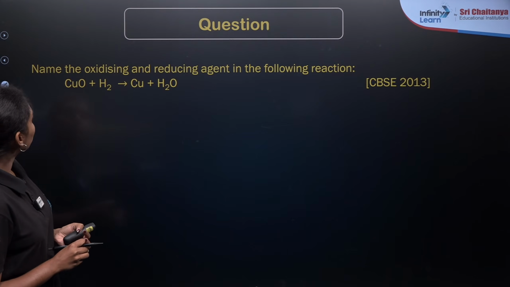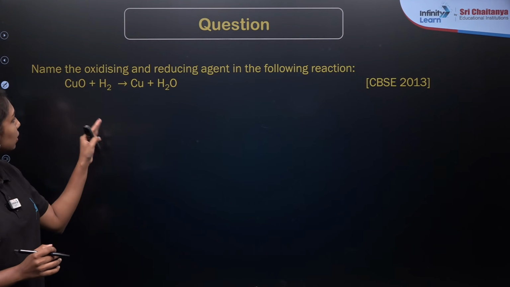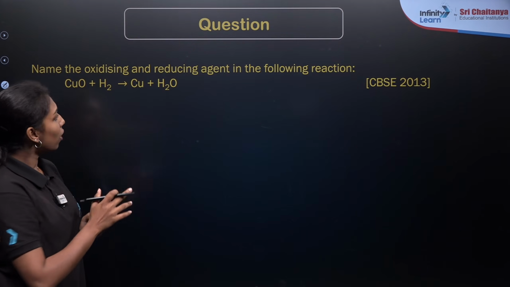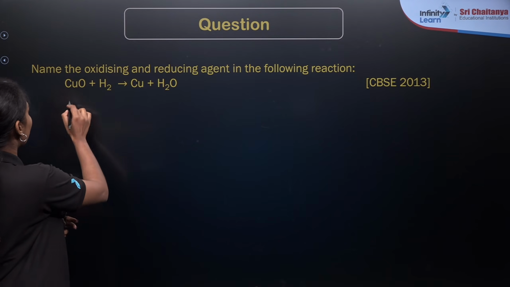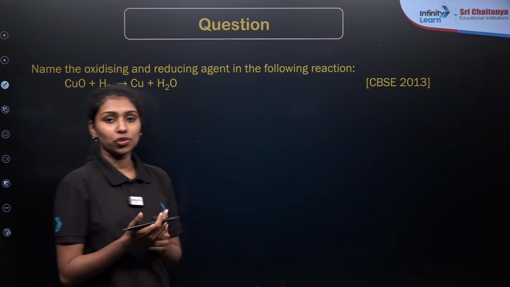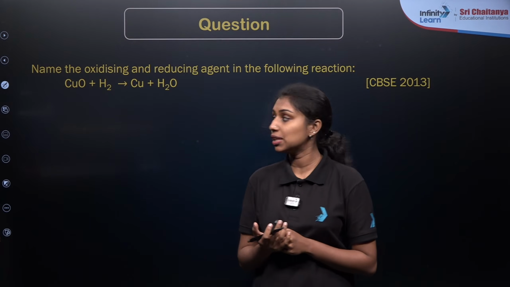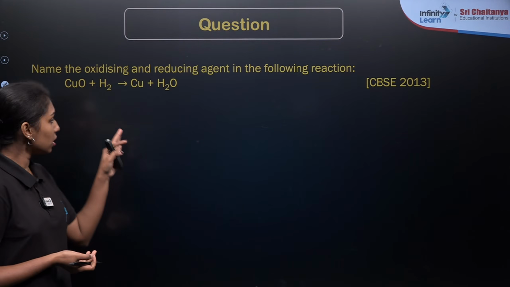So just think about the reaction given here. Copper oxide is adding hydrogen to form copper plus water. So how can we define the process? What is happening to the copper oxide? Addition of hydrogen, right? Addition of hydrogen means it will be the reduction process. So what is happening to the copper oxide?